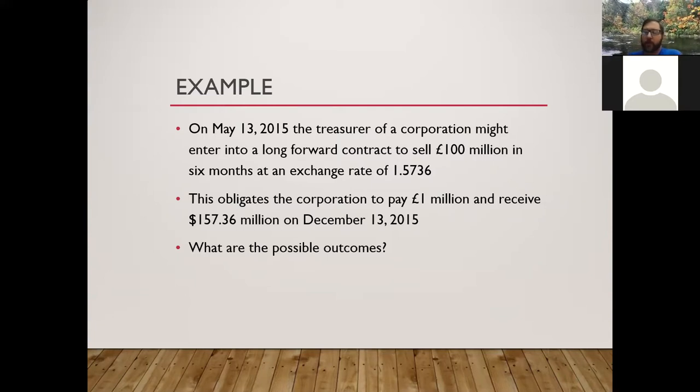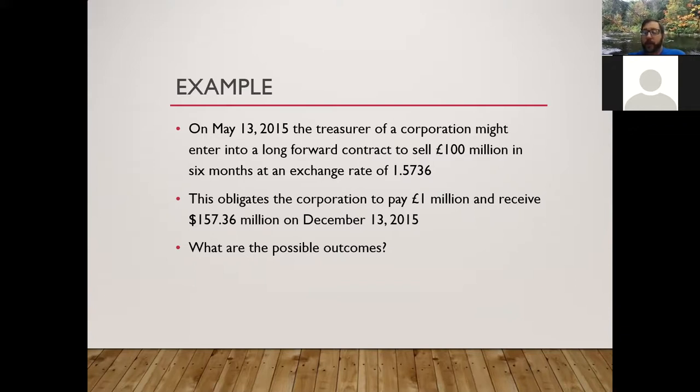And then in December, we're going to have our exchange. And then the question is, what are the possible outcomes? And I'm sorry, I'll have to correct that. It should be 100 million, not 1 million on the second one. So I'm sorry for that. I'll correct that. But we've locked that in, right?